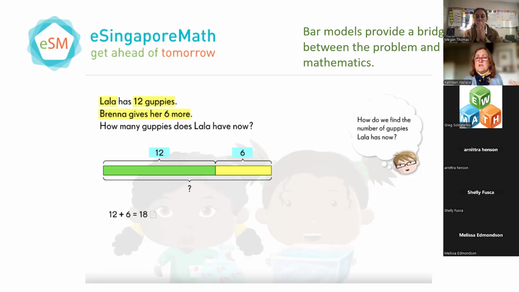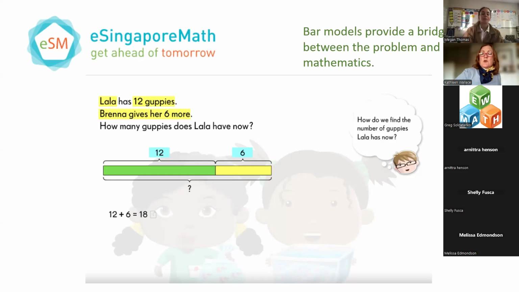All of the information from the word problem is clearly drawn and illustrated in the bar model. You can see the guppies that Layla has, the 6 more, and then the all-important piece. This is an essential piece, and this is stressed in our eSingapore Math program.